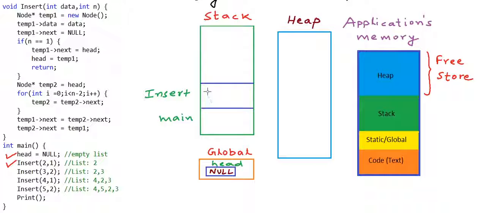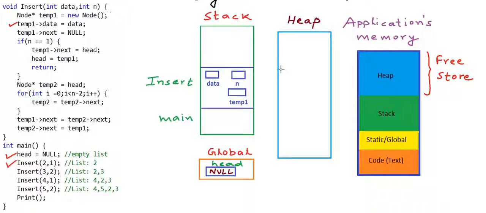It has two arguments, data and this variable n. This stack frame will be a little larger because we will have a couple of local variables. And now we create another local variable which is a pointer to node, temp1, and we use the new operator to create a memory block in the heap. And this temp1 initially stores the address of this memory block. Let's say this memory block is at address 150, so this stores the address 150.